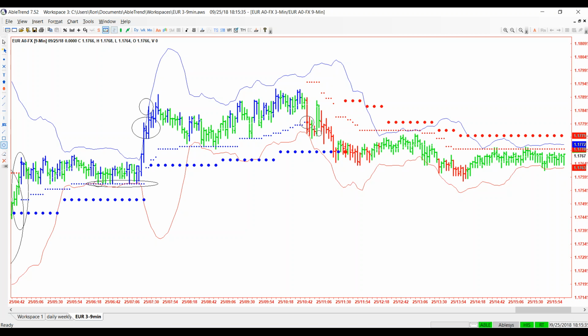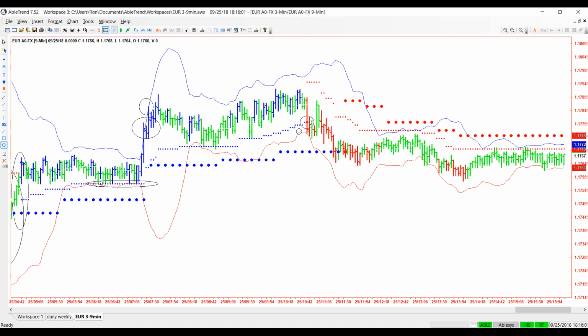And the bar has to close. If you're looking at a 1 minute bar, you've got to wait till the 1 minute's over. If it's a 3 minute, you've got to wait till the 3 minutes. If it's a daily bar, you've got to wait till the end of the day. Whichever comes first. There's only 2 exit rules. An opposite colored bar. Red is down and blue is up. So red and blue are opposites in AbleTrend. So if you're on a buy signal and a red bar comes up, we're out.